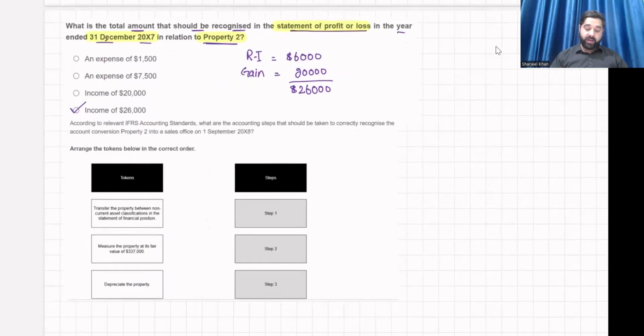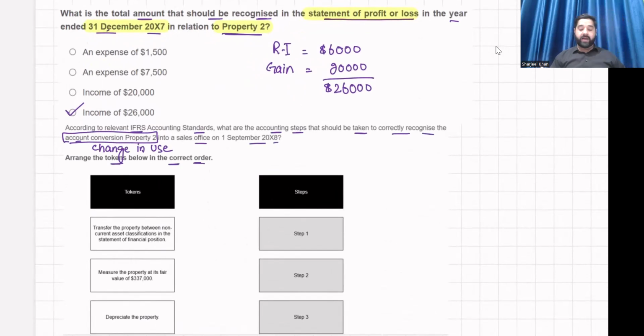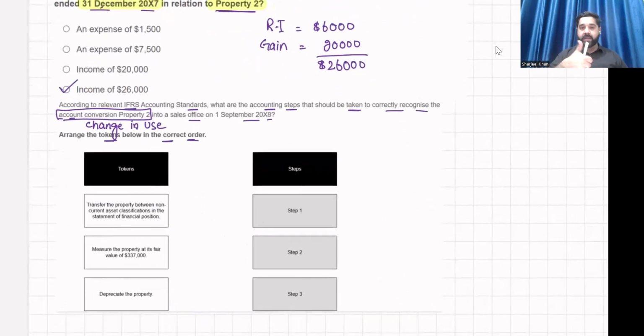Okay. Next requirement. Arrange the token below in the correct order. According to relevant IFRS accounting standard, what are the accounting steps that should be taken to correctly recognize the account conversion of property? Account conversion means change in use into a sales office on 1st September 20XF. So what are the steps? Old accounting standard, the transfer entry, new accounting standard.